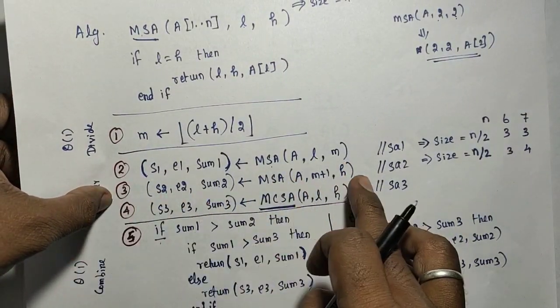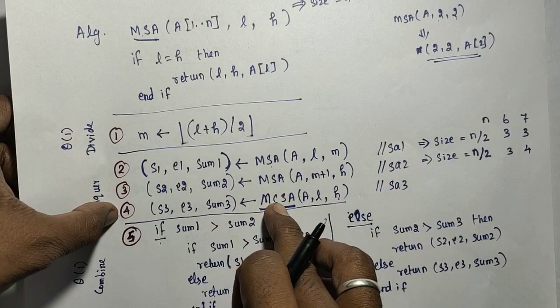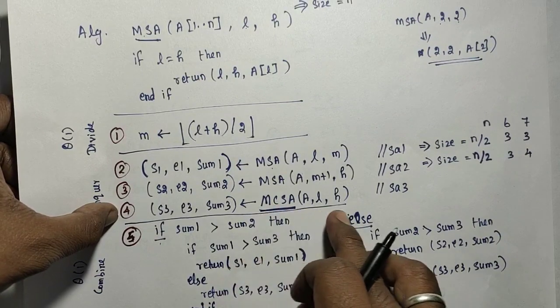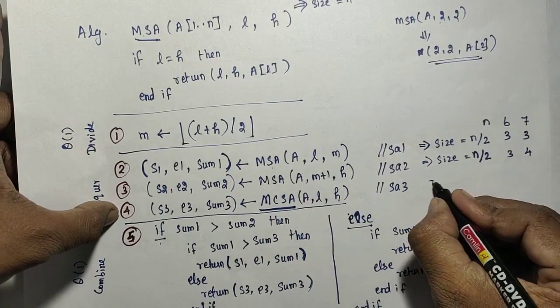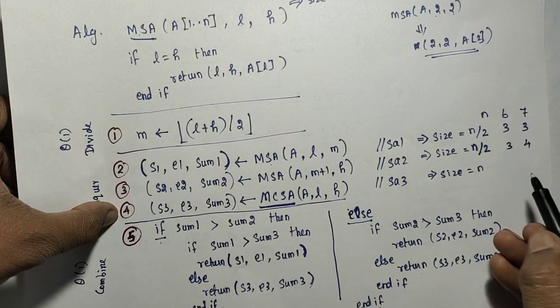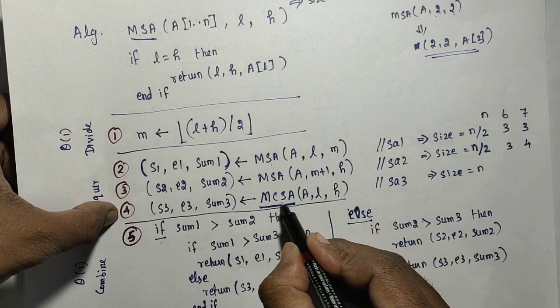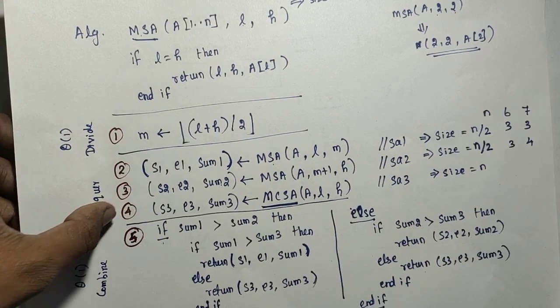For step 3, the complexity will be T of n by 2, and step 4 is already what we analyzed. Here, the full size is being passed, so the size is n. For that size n, we have already analyzed the complexity.